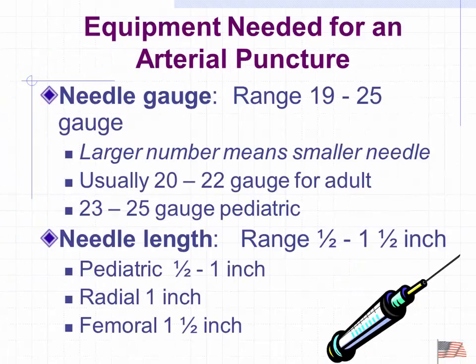So what about the equipment we need? Well, we need a needle. Needles are measured in gauges, and the larger the number, the smaller the bore of the needle itself. The larger the number? The larger the number. So 14 gauge is like a hose. I'm kidding. Where 25 is very small.